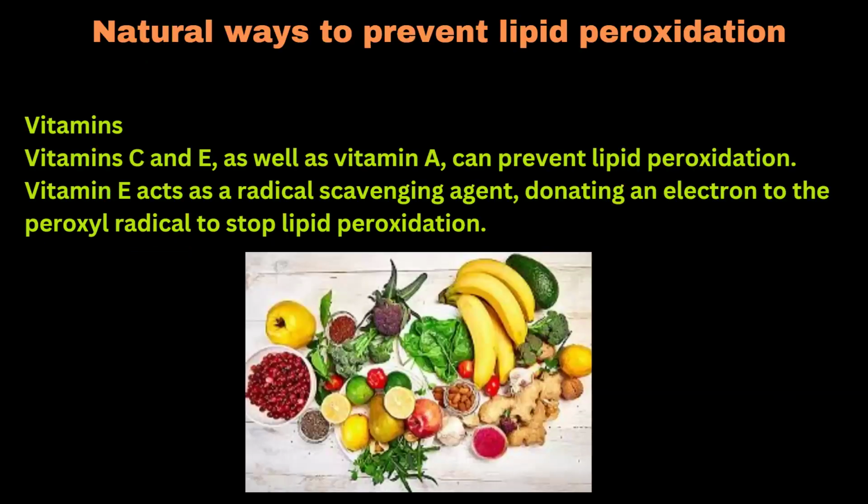Then there are some natural ways to prevent lipid peroxidation. That is vitamin C and vitamin E. Various vitamins act as an antioxidant source in our body and may help to stabilize free radicals and protect our body from lipid peroxidation. There are various fruits and leafy vegetables which are rich in vitamin C, vitamin E, and vitamin A, and which may act as a rich source of antioxidants to protect our body cells.